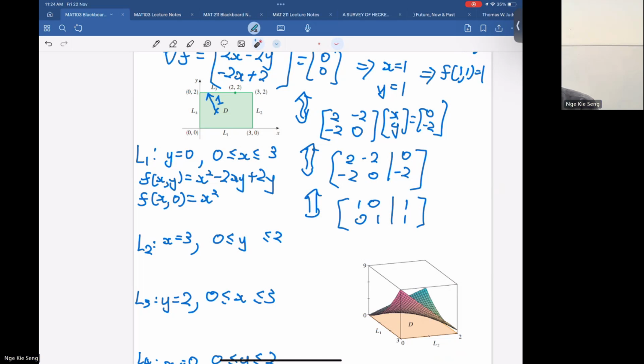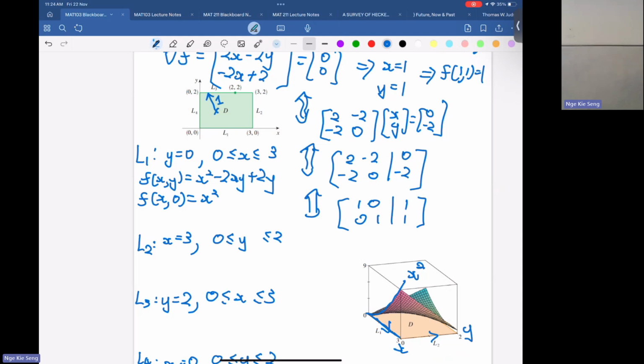Let me see. So I think this side is x, and this side is y. So let me draw this. Okay, so where is y equals 0? Y equals 0 line. Is it confusing or not, this x and y? Y equals 0. Yeah, okay, so L1 is here. So you can see that if I restrict to L1, you really just get an x squared function here. Can you see what I am drawing here?